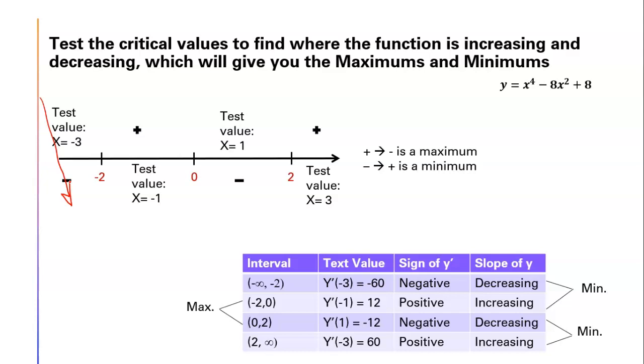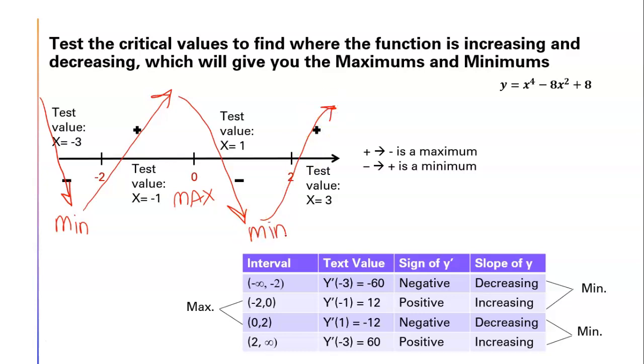And then it changes to positive, meaning our slope then changes to increasing. This tells us that at -2 we have a minimum. And then at 0 we have an increasing slope that then changes to decreasing, meaning at 0 we have a max. And lastly, because our slope is decreasing and then that changes to increasing, at 2 we will have a minimum.